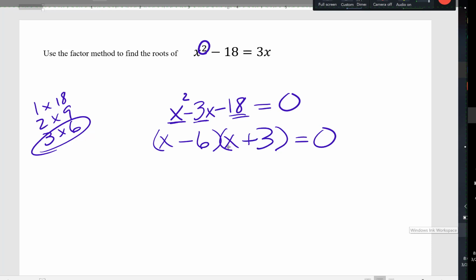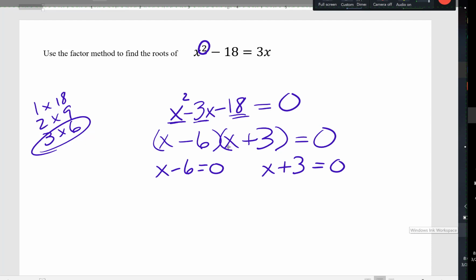All right, so you have factored this quadratic. Now, you have 2 factors, x minus 6 and x plus 3. Remember, factors are things that are multiplied together. So you're multiplying x minus 6 times x plus 3. Therefore, they are factors. You have 2 factors multiplied together that give you 0. That means one of them has to be 0. Either x minus 6 is 0 or x plus 3 is 0.